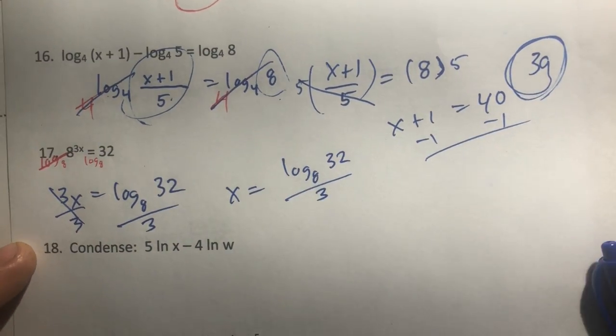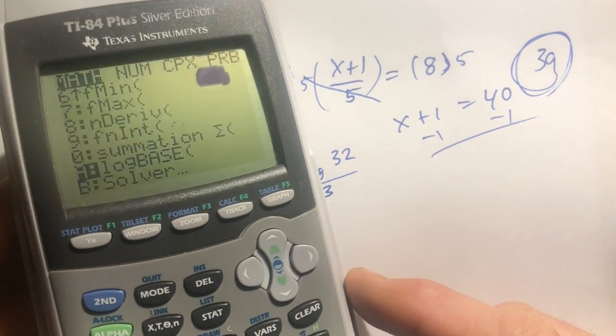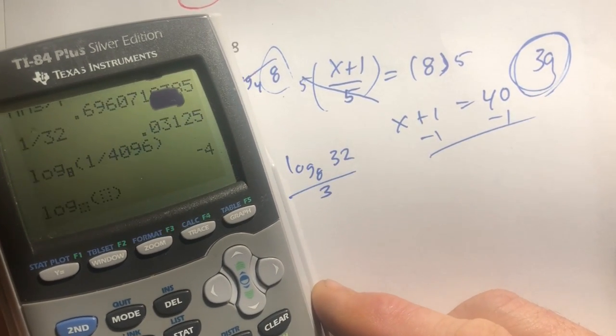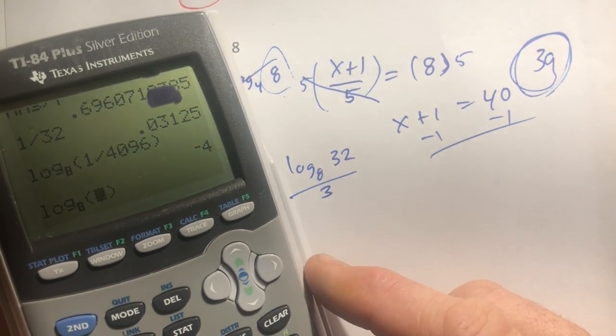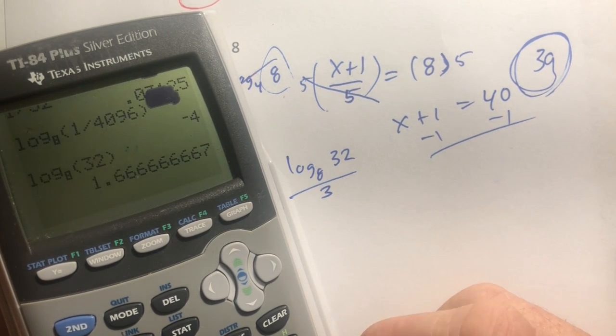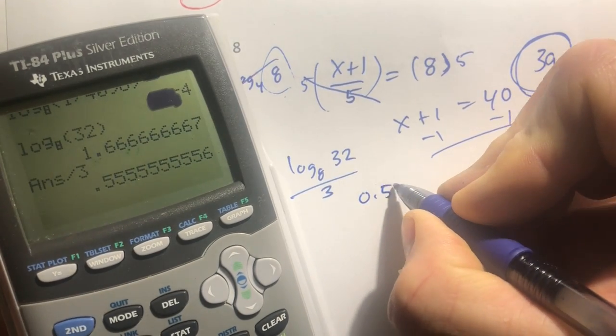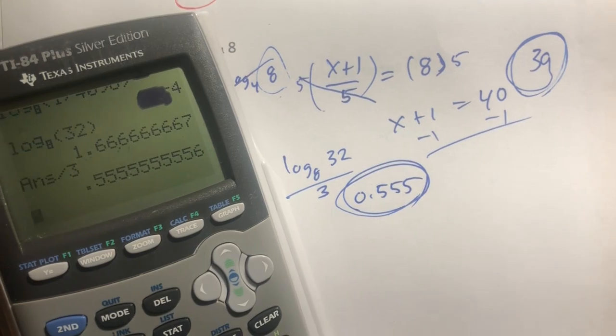And I can punch that in. So again, we're going to do the math button and go up to log base. So it's going to be base 8 of 32. Okay, there you go. And then divide by 3. And there it is, 0.555.